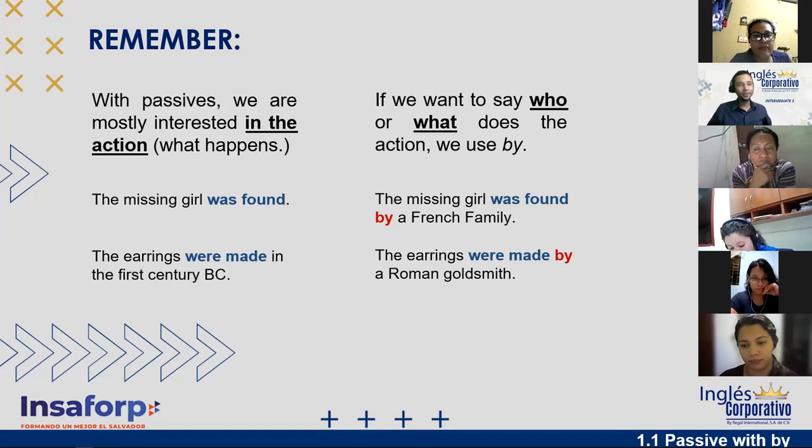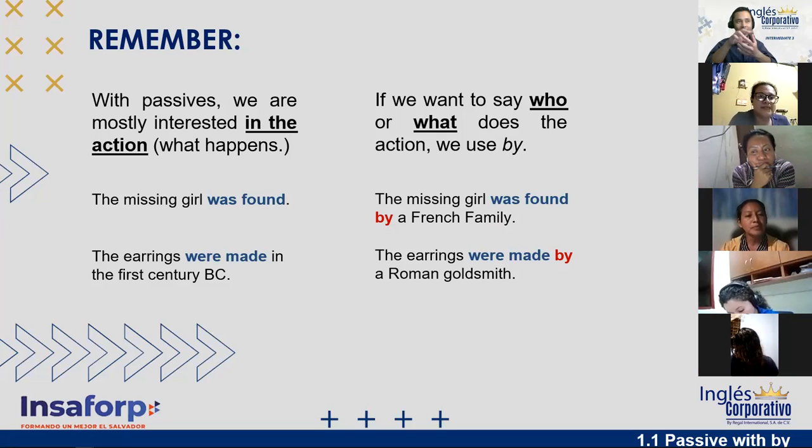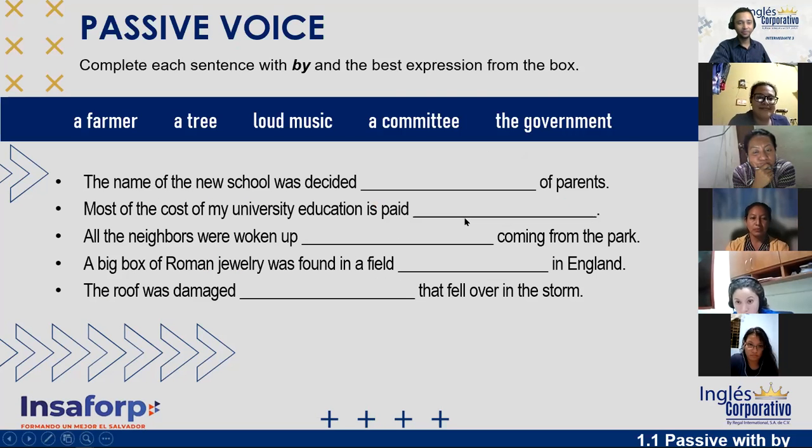Imelda, do you have a question? Yes, teacher. What does goldsmith mean? A goldsmith is a person who works with gold. They heat up the gold and then they make beautiful things with the gold, like rings or necklaces or bracelets, earrings, etc. Okay. Thank you. You're welcome.